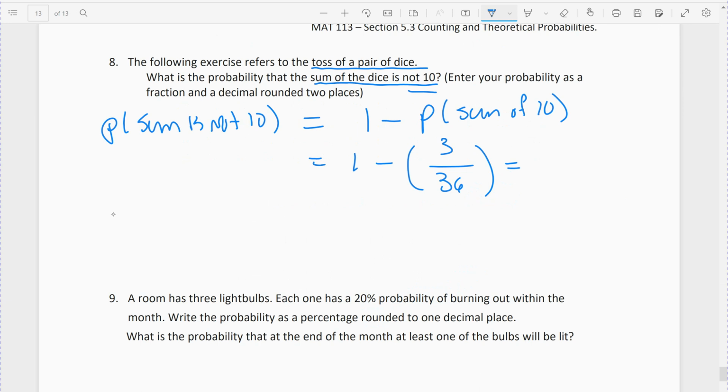And so we take 1 minus 3 over 36, which is going to give me 11 out of 12, right? There should be 33 that are not a sum of 10. So 11 out of 12, but it said fraction and then a decimal. There's my fraction, so now I'll give my decimal rounded 2 places, so 0.92.